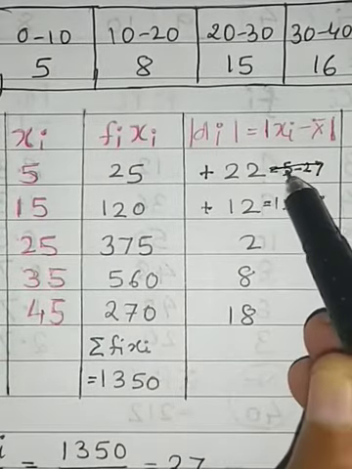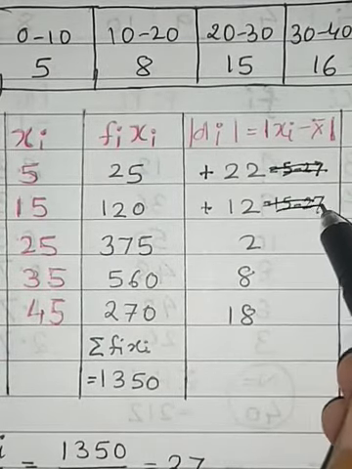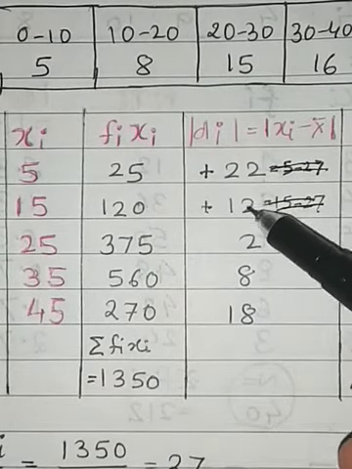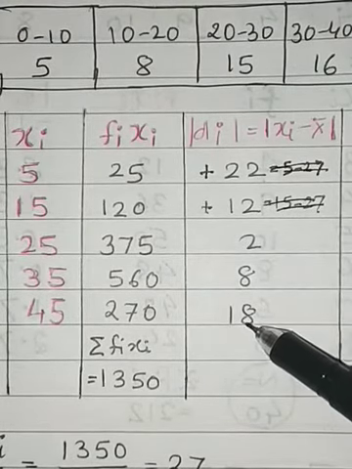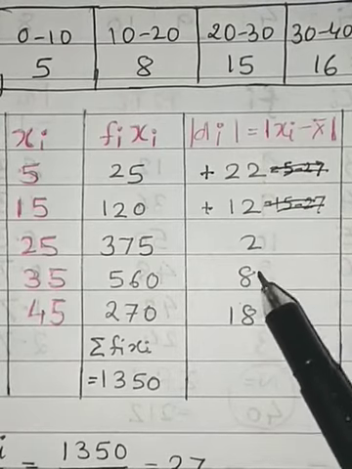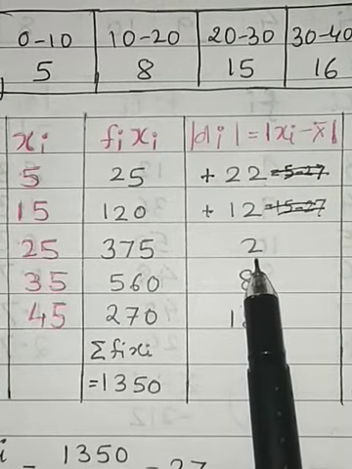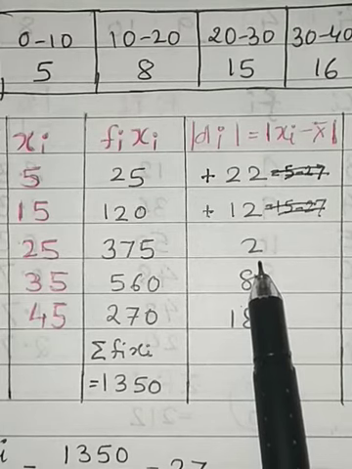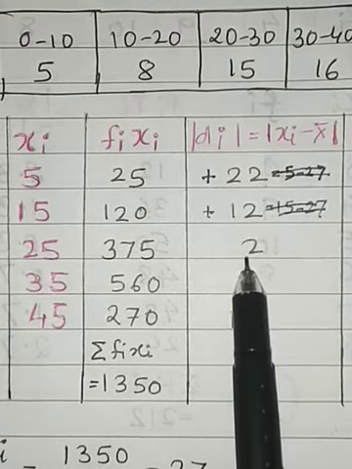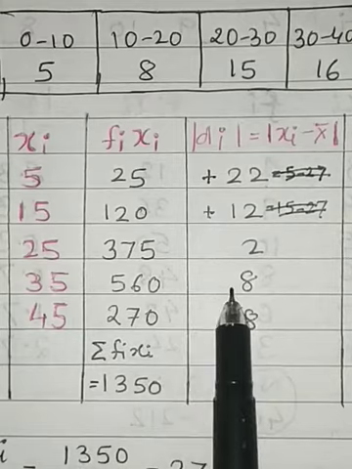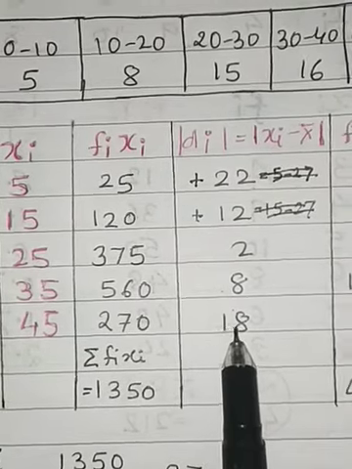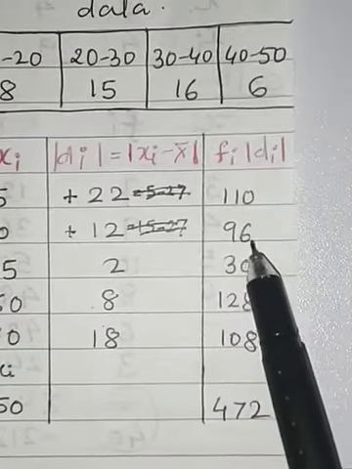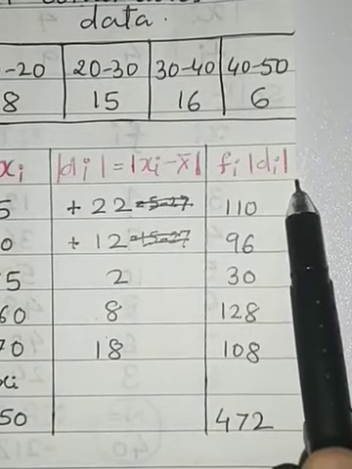We are just going to write the numerical values and making all of them positive. The next value is 25 minus 27, that is 2. Then 35 minus 27 and 45 minus 27. The next column is Fi mod di.